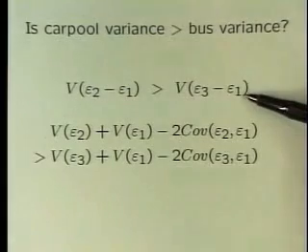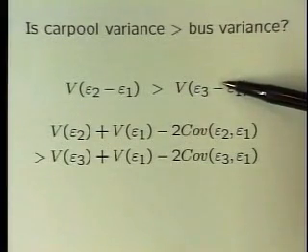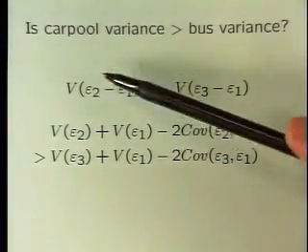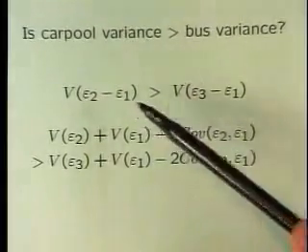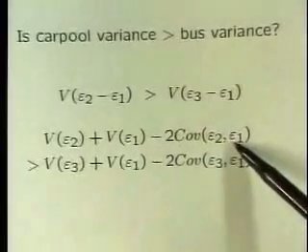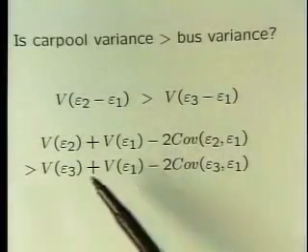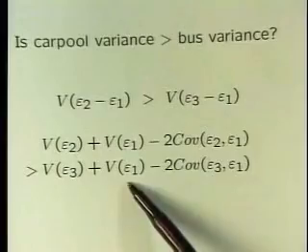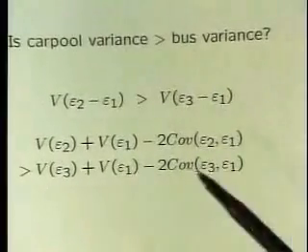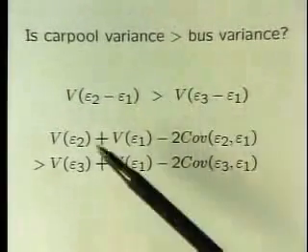But each of these two terms involves additional things other than just the variance of carpool and the variance of bus. The left-hand side includes the variance of carpool, the variance of auto alone, and then 2 times the covariance of the two. The right-hand side has the same thing. It has the variance of bus, the variance of auto alone, and the covariance between the two. Okay? So just because this is bigger than that does not mean that that is bigger than that.